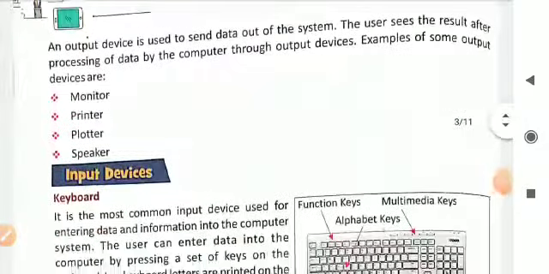An output device is used to send data out of the system. It shows our data outside of the computer. The user sees the result after processing of data by the computer through output devices. Examples of some output devices are monitor, printer, plotter and speaker.